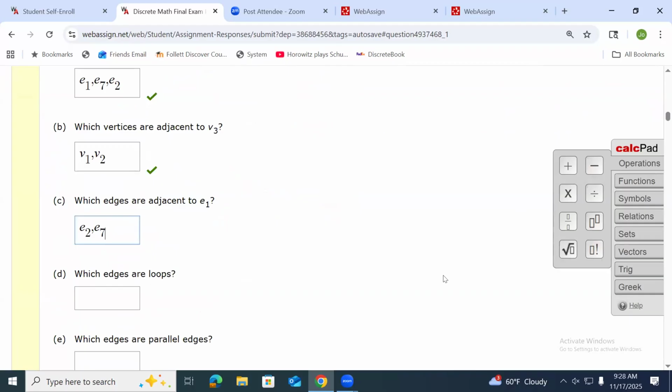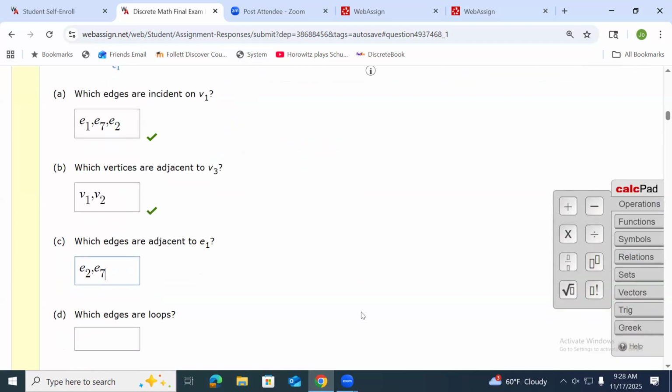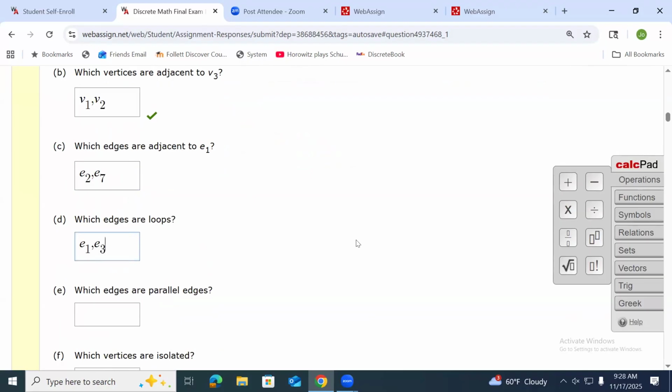Okay, so which edges are loops? A loop is something that comes back to the same vertex and doesn't connect to a different vertex. So edge 1 is a loop and edge 3 is a loop. Edge 1 and edge 3 are loops.